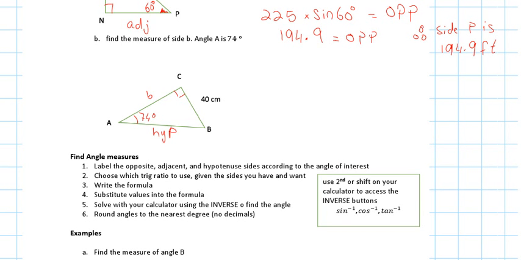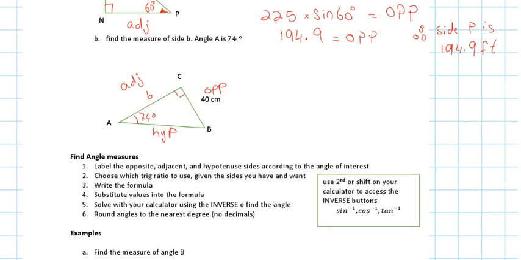Then where's your opposite? CB, right? It's the one across from the 74. So I should say opposite. And then your adjacent is AC. All right, so the two sides that I'm interested in are opposite and adjacent, because the opposite is the one that's given to me. The adjacent is the one I'm looking for.